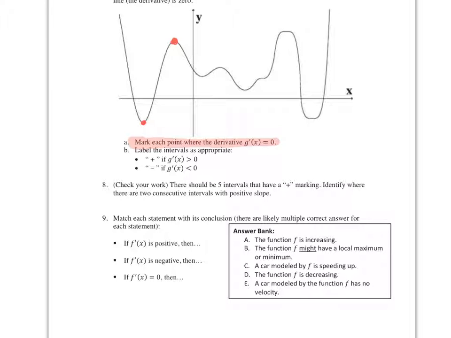And then part B is a little bit confusing. It says label the intervals as appropriate. I'm looking for between wherever this comes from and here, is the derivative of this function greater than 0? Then I'm going to put a positive. Or is it less than 0? I'm going to put a negative. So go ahead and pause the video and get some time. We'll go over it really quickly. Please pause the video now.